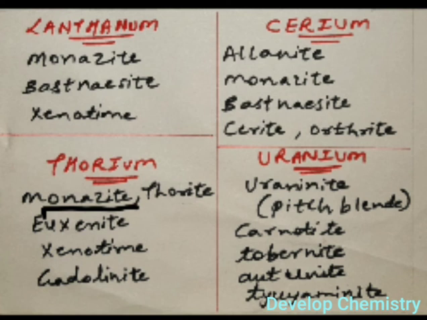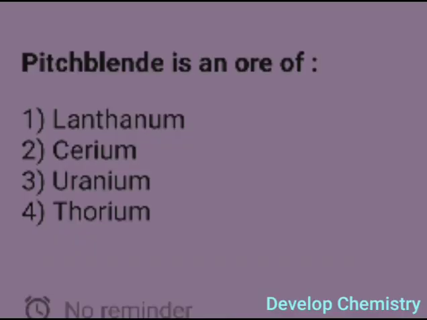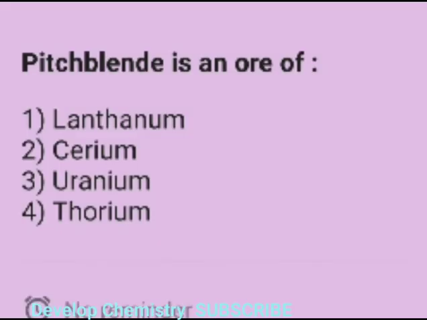Now let us move towards the question. Again, this is a question which was asked in a common entrance test. Pitchblende is an ore of, is it lanthanum, cerium, uranium, or thorium? So you're aware now, pitchblende is an ore of uranium. So your option number 3 is the correct answer.